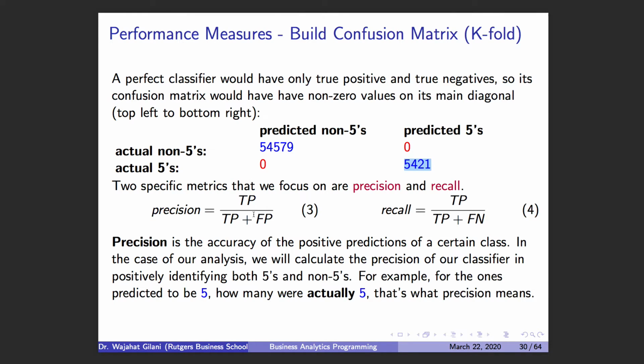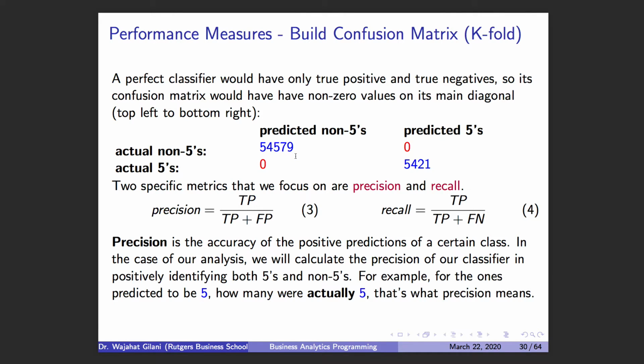In this situation, what's your precision going to be? Your precision would be your true positives over your true positives plus your false positives. What's your false positive here? Your false positives are the ones that are predicted to be 5, but in actuality are not 5.